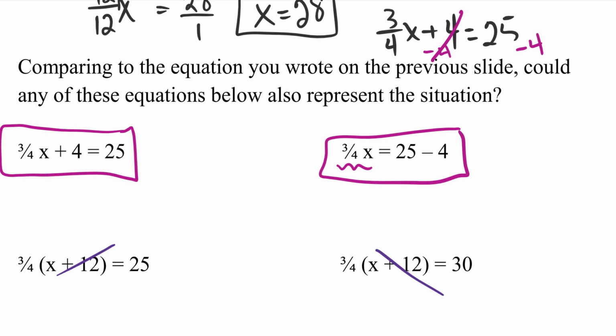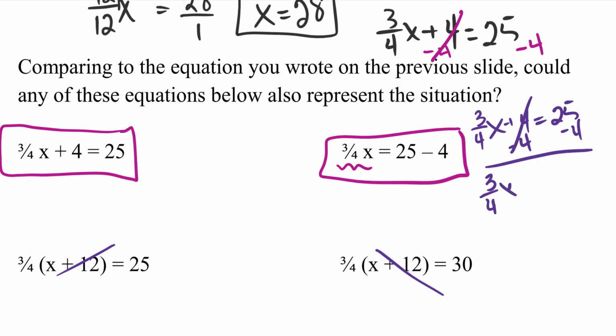So the only two that make sense are the two that I boxed in. And the second one over here on the right was only because we took 4 away from both sides. So that means 3/4 x is equal to 25 minus 4. They just didn't do the subtraction. They just showed you the numbers there. Okay, so those two would be the two that would work.